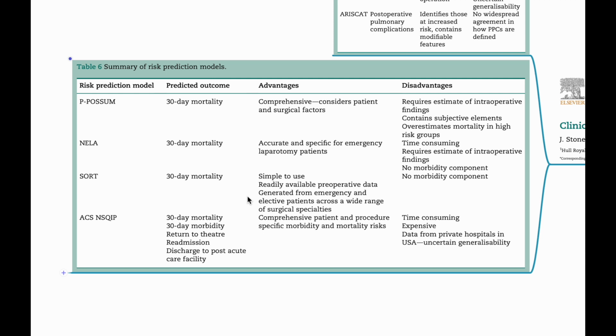Disadvantage, no morbidity component. ACS NSQIP predicts 30-day mortality and morbidity, risk to return to theatre, readmission, and discharge to post-acute care facility. Advantages include comprehensive patient and procedure-specific morbidity and mortality risk. Disadvantages: time-consuming, expensive, and data is from private hospitals in USA, hence uncertain generalizability.